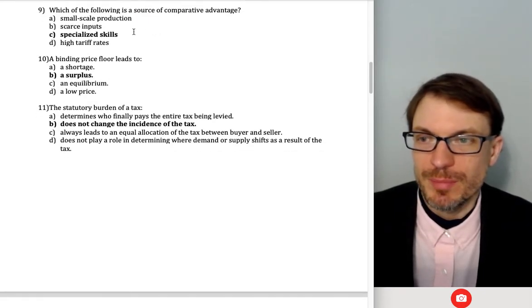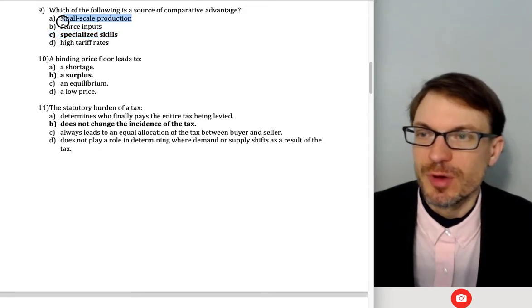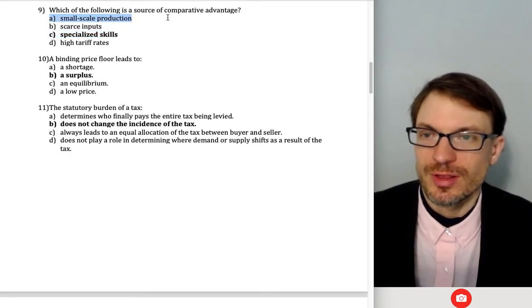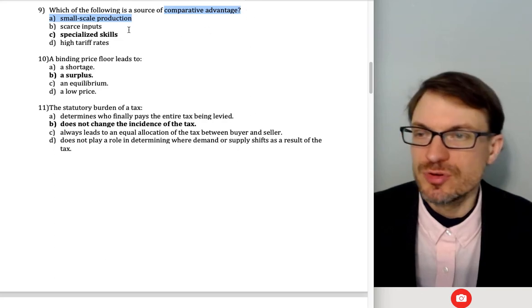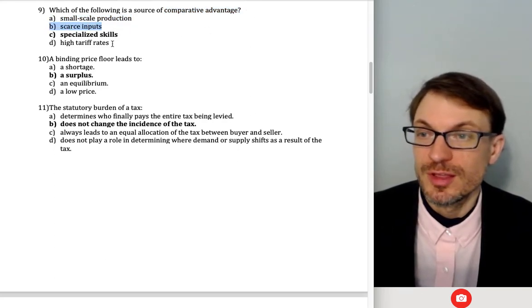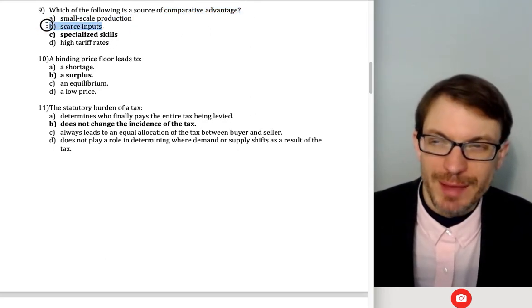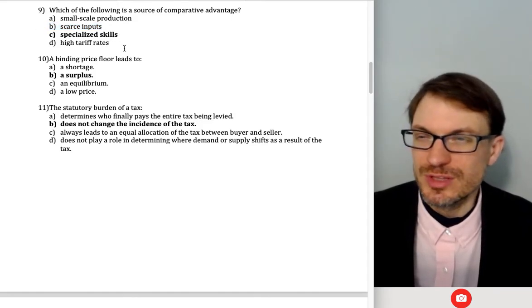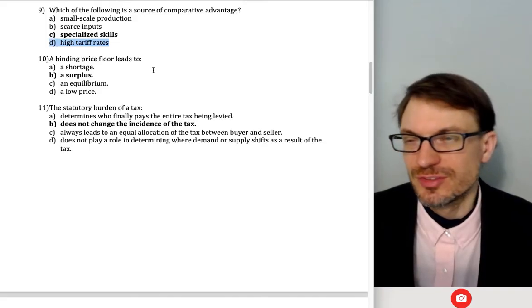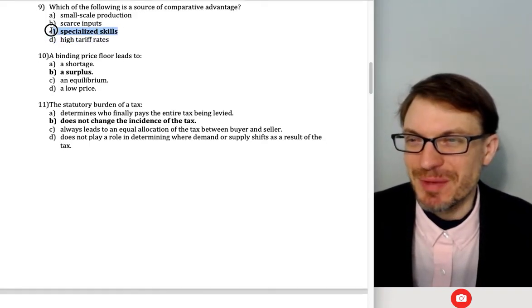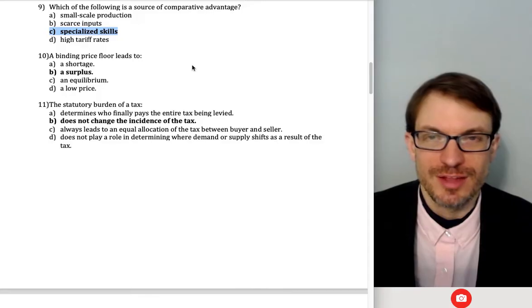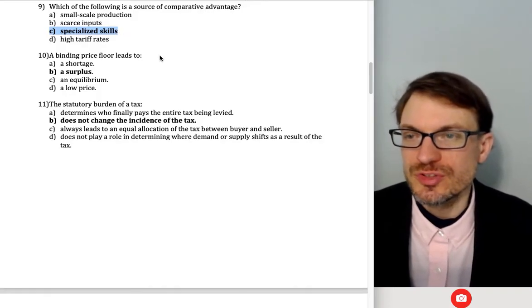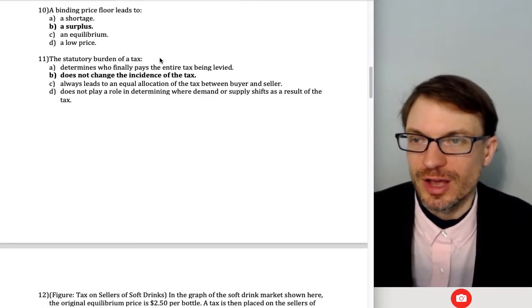Which is a source of comparative advantage? Well, highly specialized skills. It's not small-scale production. Remember, comparative advantage has to do with lowest opportunity cost, not scarce inputs. That would have something to do with absolute advantage, potentially, but in a really indirect way. High tariff rates? No, that's ridiculous. So specialized skills is a source of comparative advantage because that allows you to produce something at a lower opportunity cost than others.